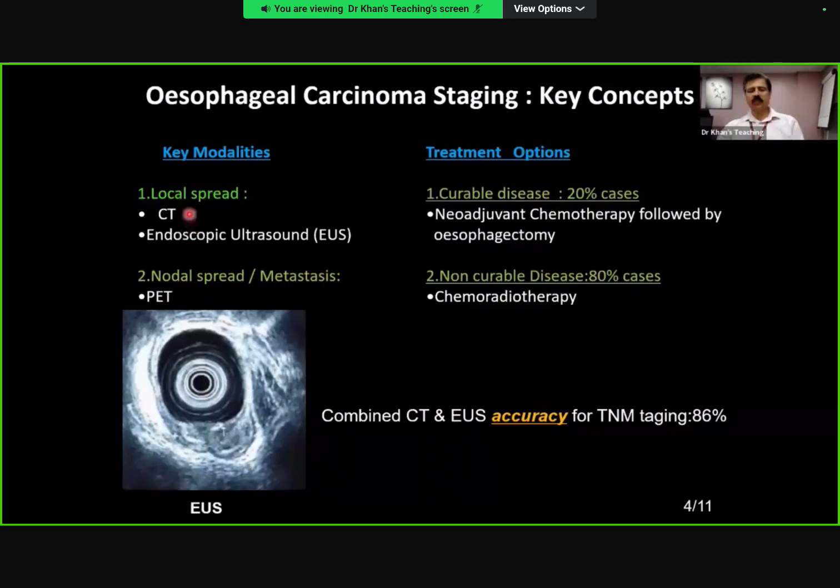So the answer is: for T and M staging, CT, and M also CT, and endoscopic ultrasound for T staging, PET particularly for lymph nodes. Now, at times you do neoadjuvant chemotherapy. Nobody is going to ask you this; it is just for your knowledge. And combined CT and ultrasound, EUS has got quite a good 86% accuracy.